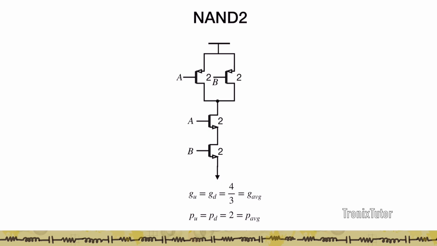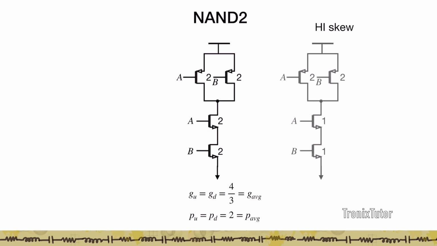If I look at a NAND 2 gate, under normal conditions, when we want to design a NAND 2 gate with equal pull-up and pull-down delays, we design it as a 2-2-2-2 gate with logical efforts of 4/3 for both the pull-up and pull-down, and nominal parasitic delays of 2 for both the rising and the falling transition.